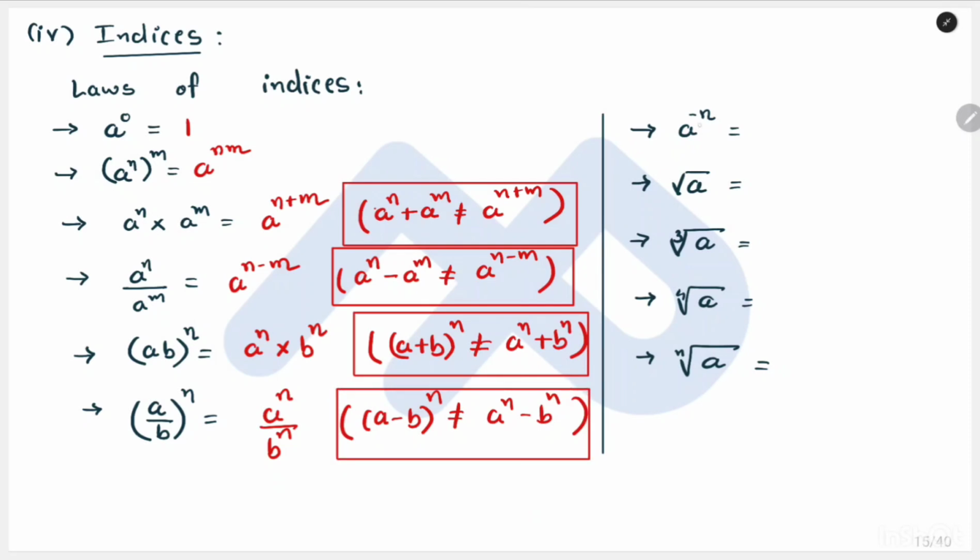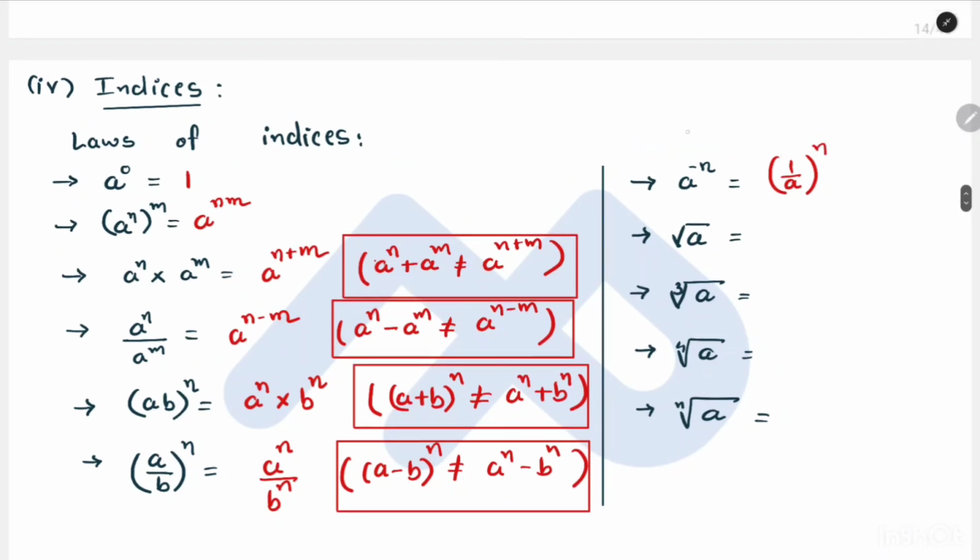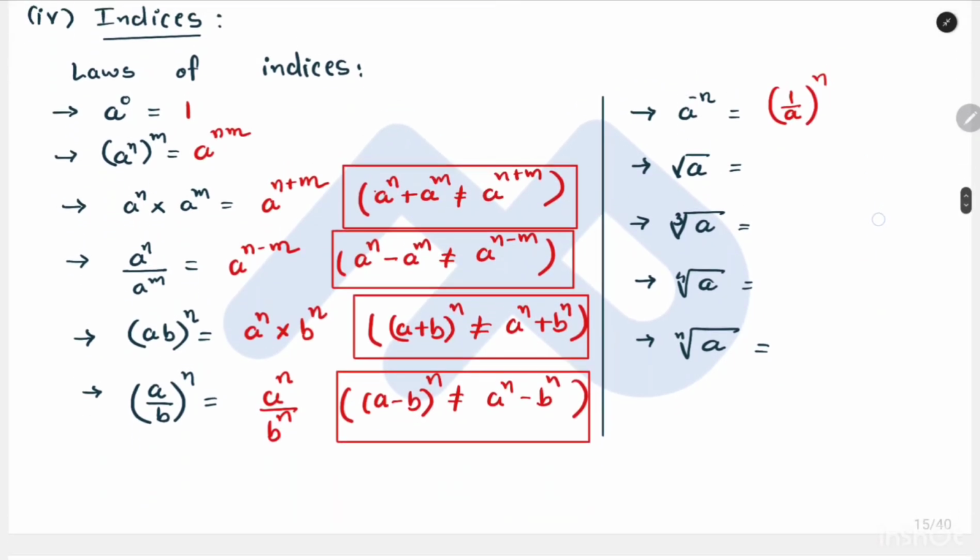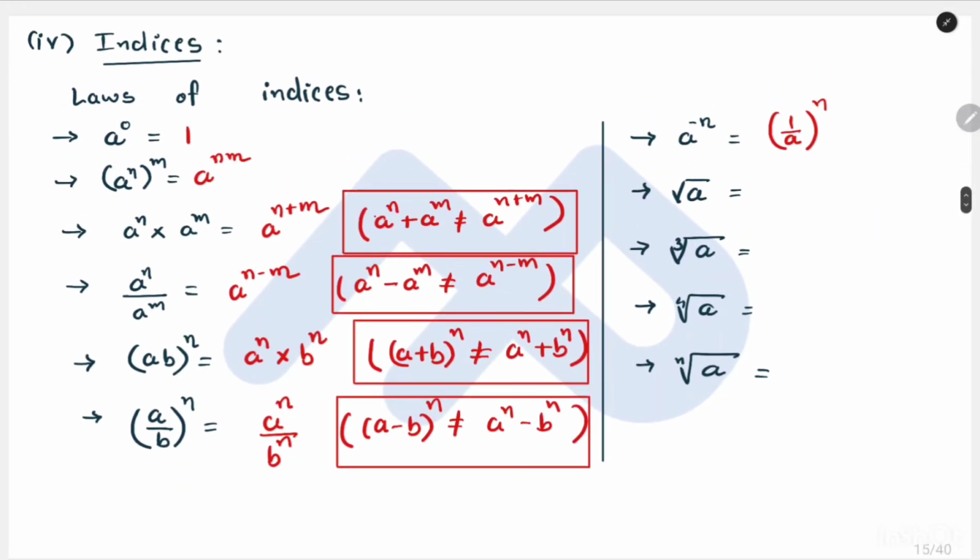Then if the power is negative, a raised to negative n, to make it positive, you can reciprocate the base. So the base is a right now, so you can make it 1 upon a to the power n. I just reciprocated the base. Okay, here also what the students make mistake, if a raised to negative n is given, what do they do? They keep the base as it is and reciprocate the power, which is completely wrong.